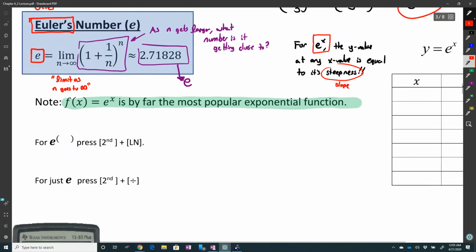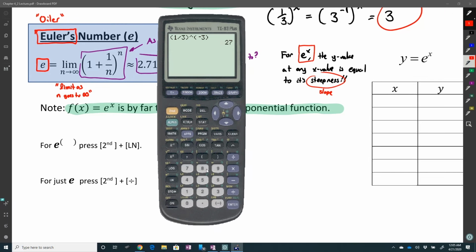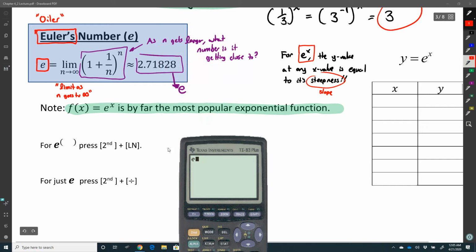Anyway, how do we get e on our calculator? There's two ways to get e. If you want to have it raised to a power already, you press second, and then the ln button, which is to the left of 4. Notice that that has it raised to an exponent for you. If you just want the e by itself, no exponent, then you can press second and then the division symbol. That brings up the e by itself. It's up to you. Usually you're going to be pressing second ln, because usually when you see e, it's raised to something.